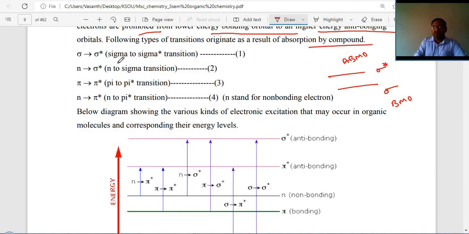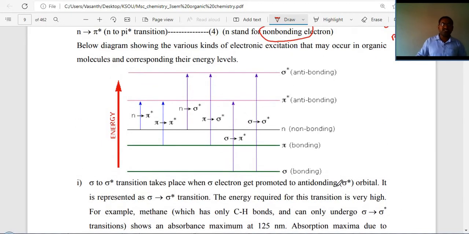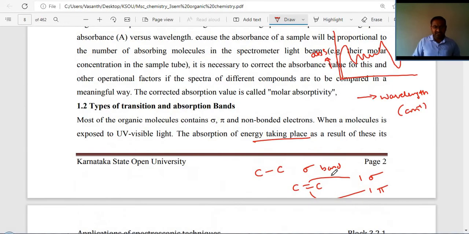Here sigma to sigma star, n to sigma star, pi to pi star, and n to pi star transitions. Here n stands for non-bonding electrons. Just see this diagram of the different energy levels. The questions appear like that: discuss the different types of transitions and absorption bands.